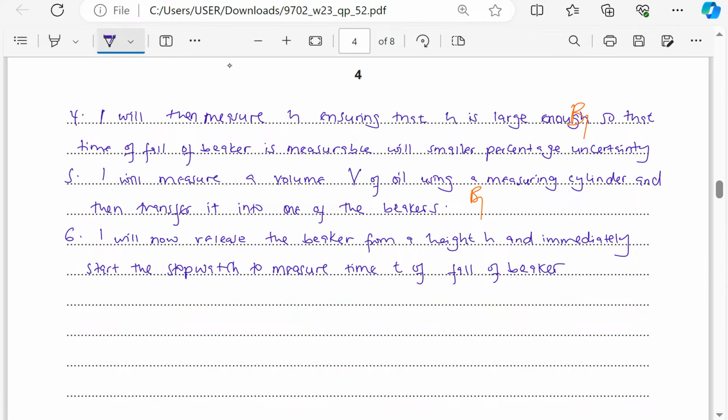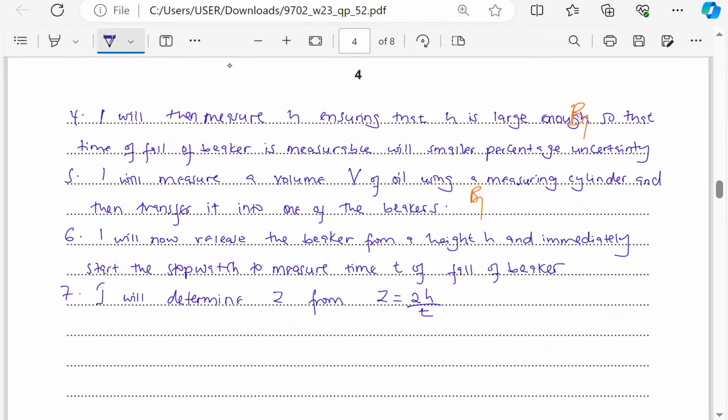So step number 7, I will determine z from z equals twice h divided by t. I'm saying z is not equal to h over t because z is the speed with which it hits the ground. And remember, if the acceleration is constant, the speed keeps increasing at a uniform rate. So z is 2h over t.